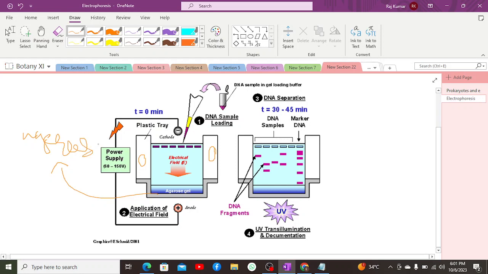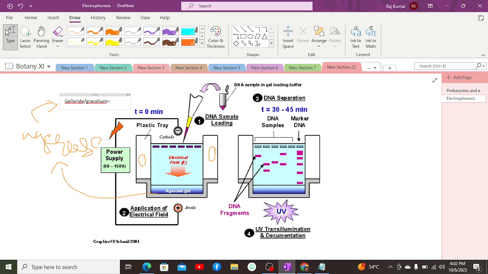Most of the time it is agarose, which is obtained from Gelidium or Gracilaria, a type of red algae. It is obtained in such a manner that agar-agar, which is a polysaccharide, is obtained from the red algae Gelidium and Gracilaria. And as the agar-agar is obtained, it is purified.